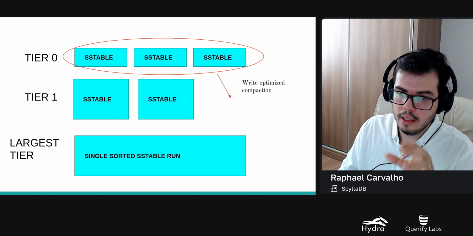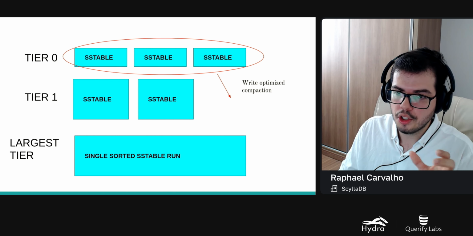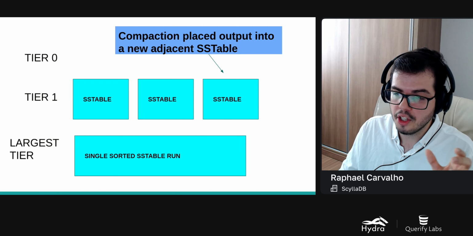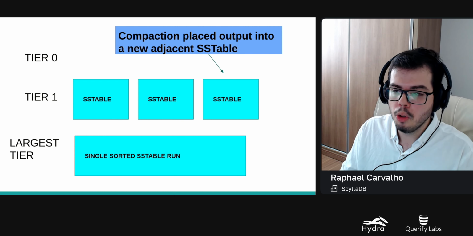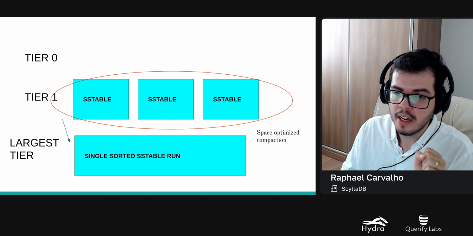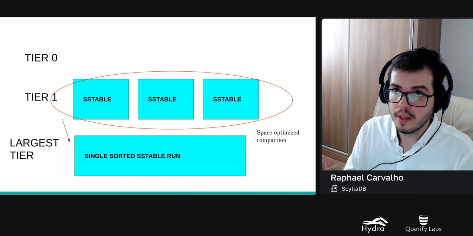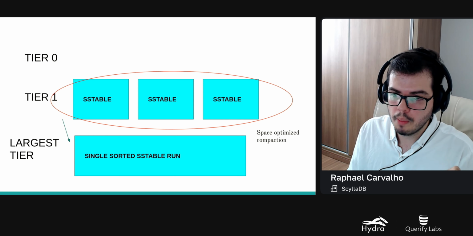So you can see that we accumulate the files, we write exactly like in the tiered policy. But when promoting data from tier 1 into the largest level, we are going to do it like in level policy. In a cross-tier compaction, we are going to compact across levels. It's a space-optimized compaction.